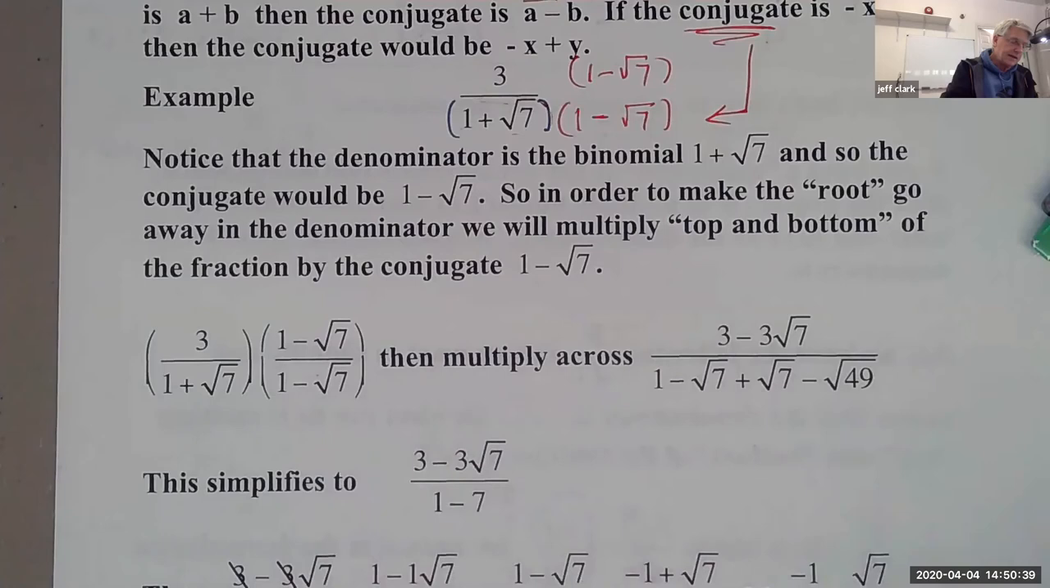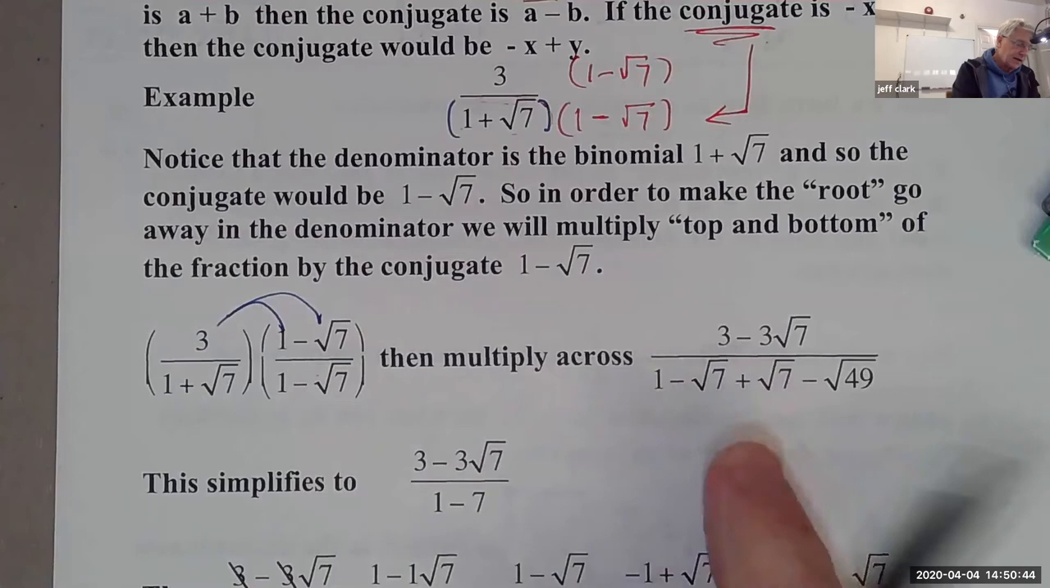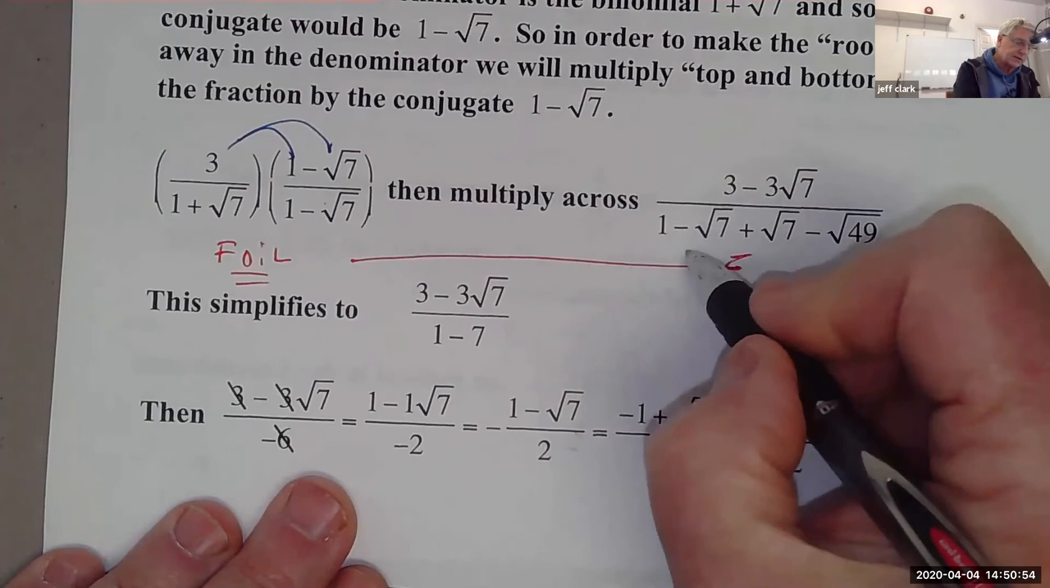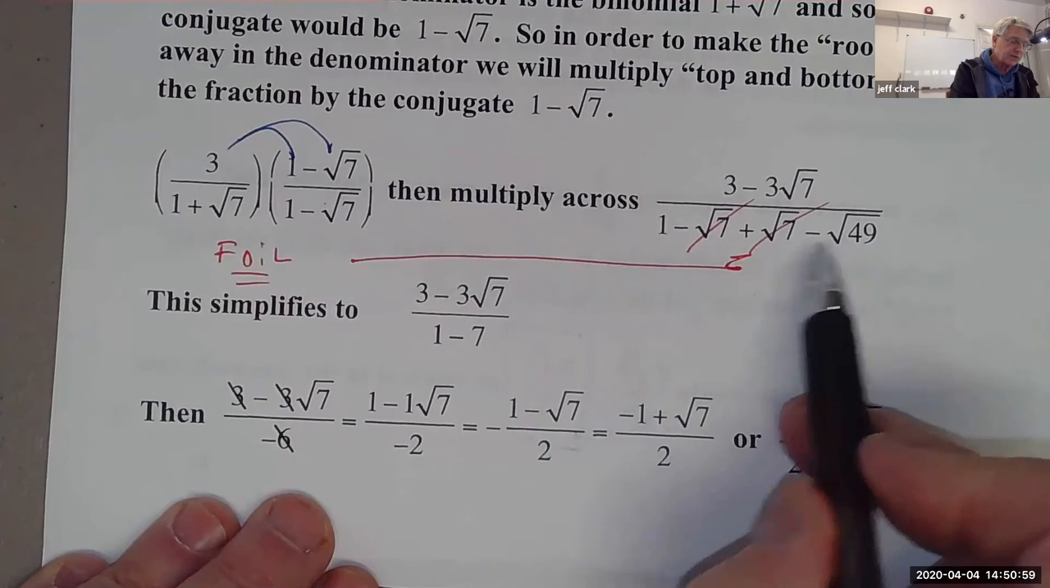And then what you can do is distribute, which is what I did in the numerator. And then this is FOIL, which gets you all that. And then combine my terms, which looks like these guys are gone. Looks like one subtract 49, root 49, one subtract 7. That's negative 6.